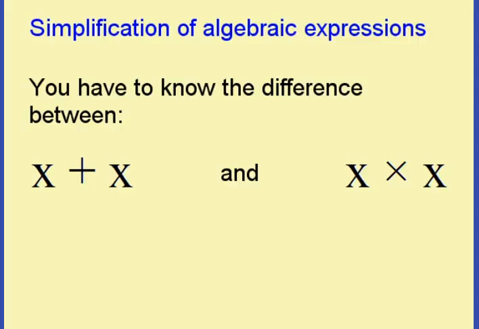First of all, the most important thing is that you have to know the difference between x plus x and x times x. X plus x means add two x's together, so you would get 2x. But x times x means times two x's together, and this gives us x squared. This is actually just another way of writing x times x to make it quicker. You need to remember that.